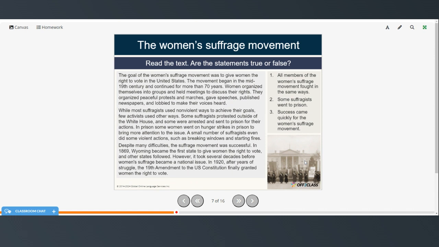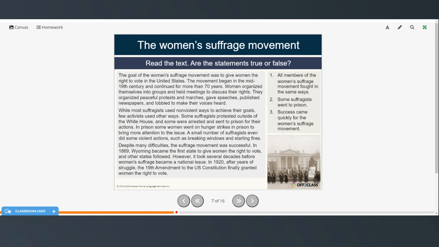All right, we're going to continue with the text. Again, you can pause the video and read on your own or follow along as I read. The goal of the women's suffrage movement was to give women the right to vote in the United States. The movement began in the mid 19th century and continued for more than 70 years. Women organized themselves into groups and held meetings to discuss their rights. They organized peaceful protests and marches, gave speeches, published newspapers, and lobbied to make their voices heard.